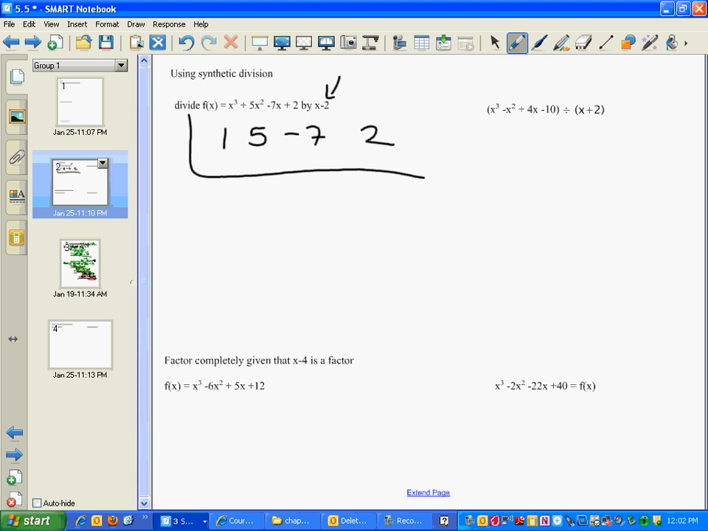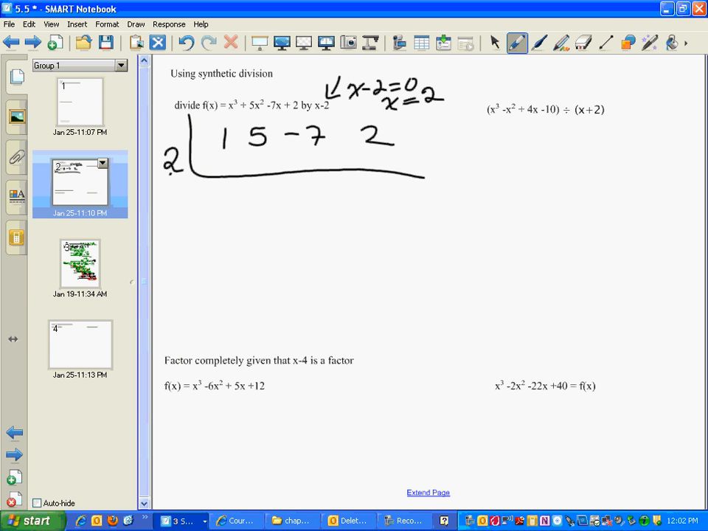Now, if we're dividing by x minus 2, the value that we want to use outside is 2. You with me? Set x minus 2 equal to 0 and solve, which means 2 is what goes out here.